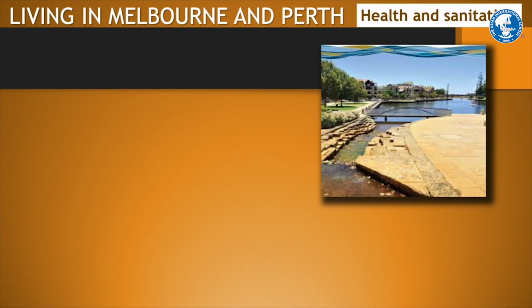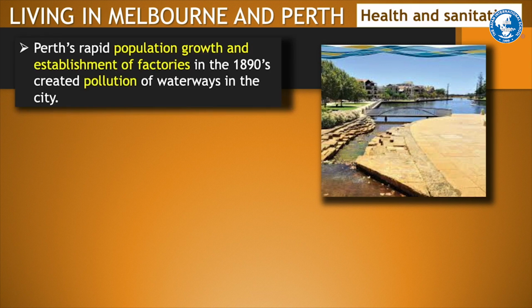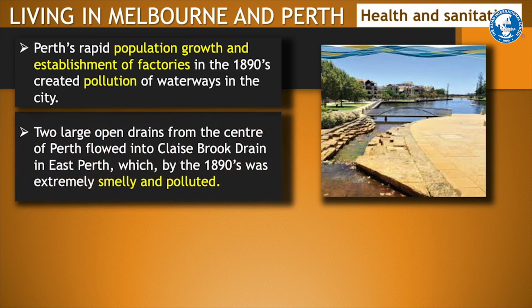Okay, how about in Perth? So here, Perth's rapid population growth and establishment of factories in the 1890s created pollution of waterways in the city and two large open drains. So when we say drains, that's a channel or a pipe carrying off surplus liquid or water, especially rainwater or liquid waste. So two large open drains from the center of Perth flowed into Clay's Brook Drain in East Perth, but by the 1890s, it was extremely smelly and polluted.